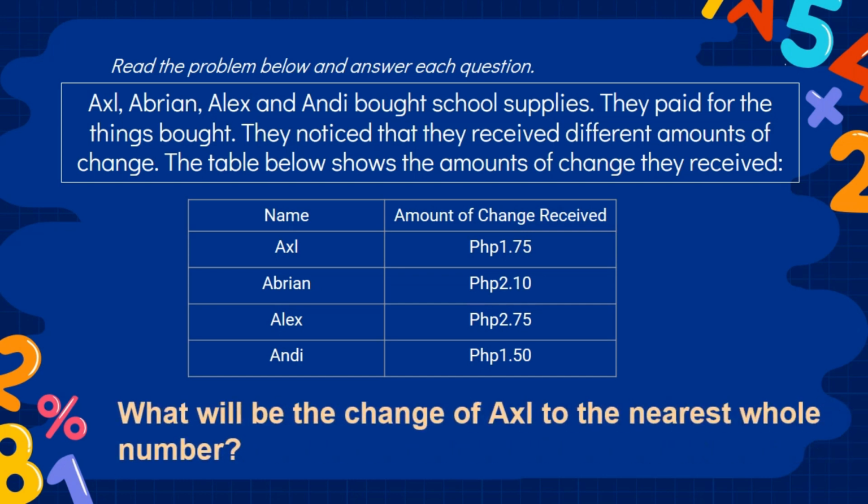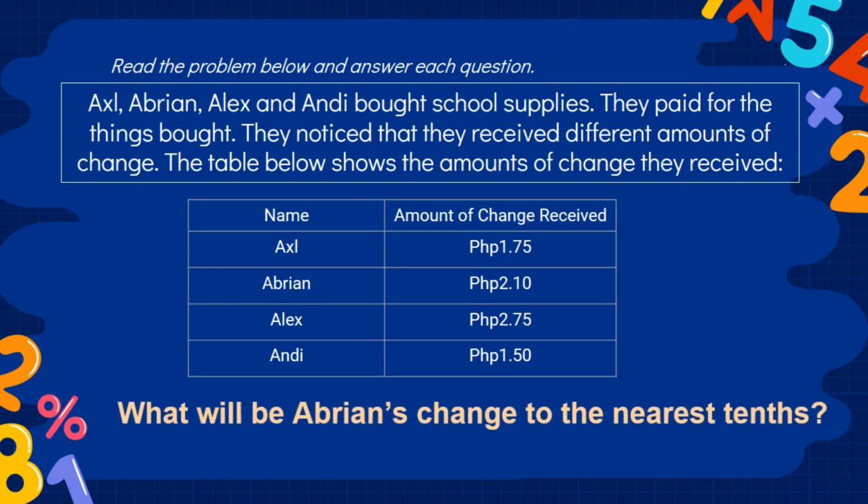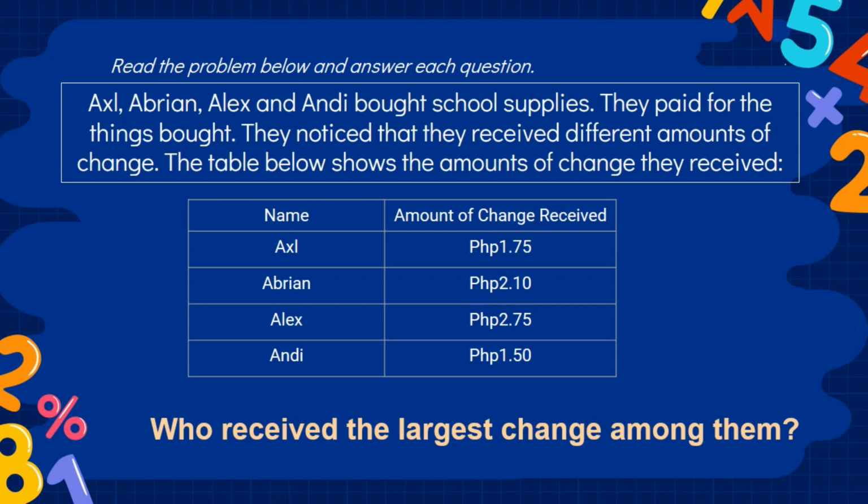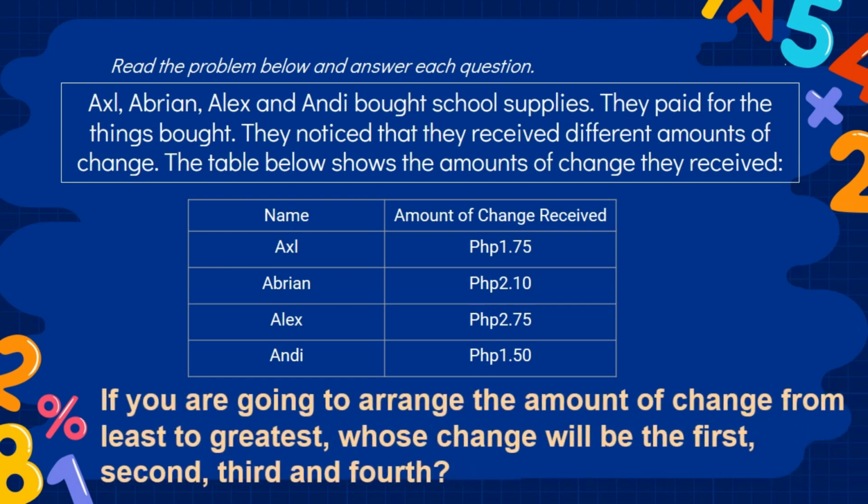What will be the change of Axel to the nearest whole number? What will be Adrian's change to the nearest tenths? Who received the largest change among them? If you are going to arrange the amount of change from least to greatest, whose change will be the first, second, third, and fourth?